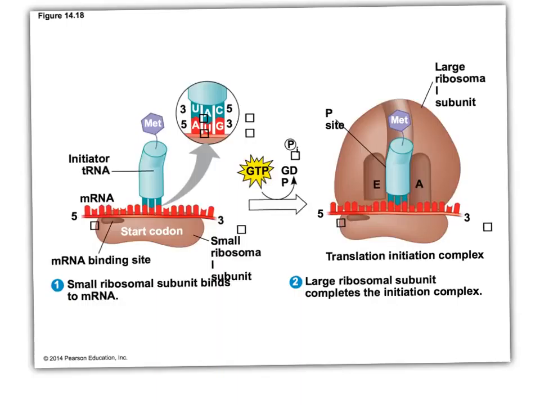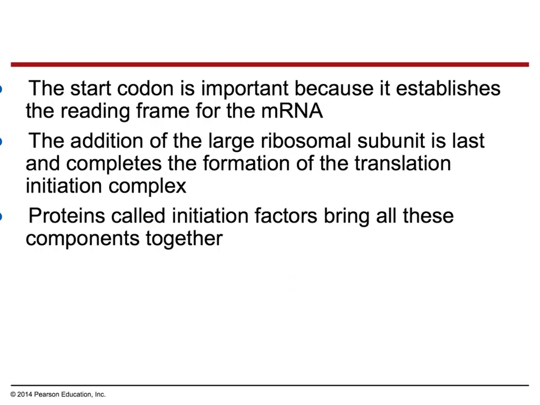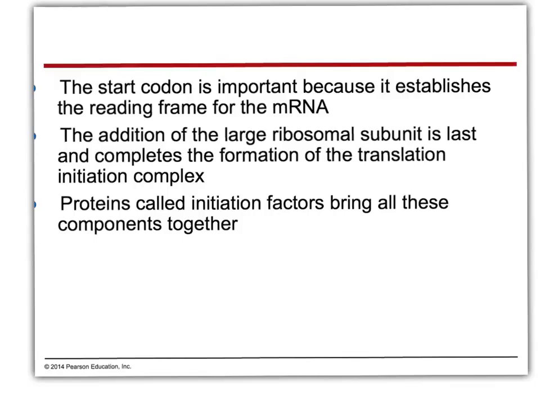That's initiation. What's open on the now clamped large subunit of the ribosome as it's clamped on the mRNA? What is now open? The A site is open. All right? So now the A site's open. A tRNA bound to the correct amino acid will come in and begin the process of elongation. All right? Start codon. Important because it establishes your reading frame.